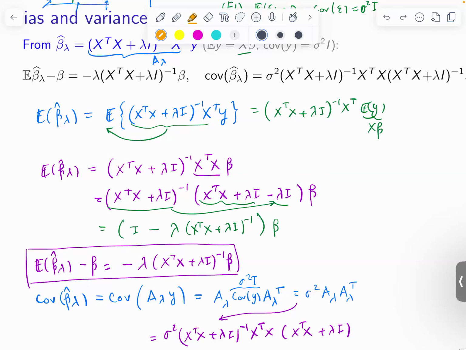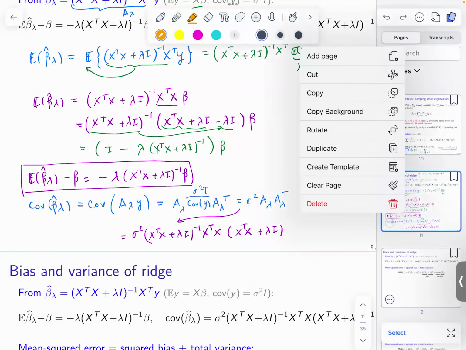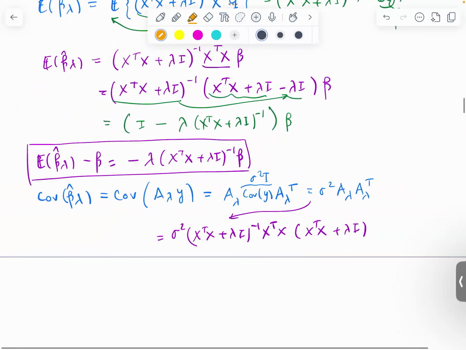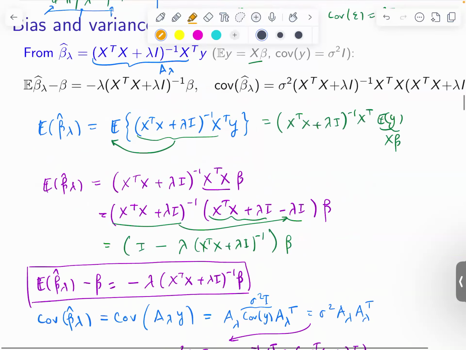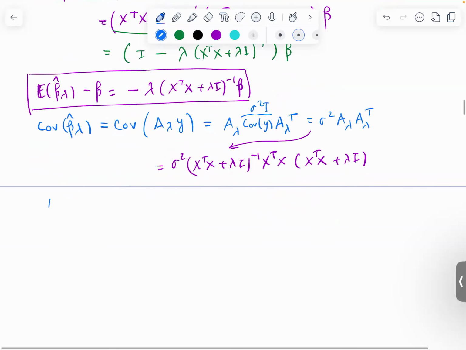Now what I want to do is a bit of simplification. Anyone guess what kind of simplification we want to do? How can I simplify these horrible expressions? The key is the EVD, the eigenvalue decomposition, and you will see how powerful it is. We have X transpose X. It's a symmetric matrix, so it has an eigenvalue decomposition. Let's say it's V lambda V transpose.